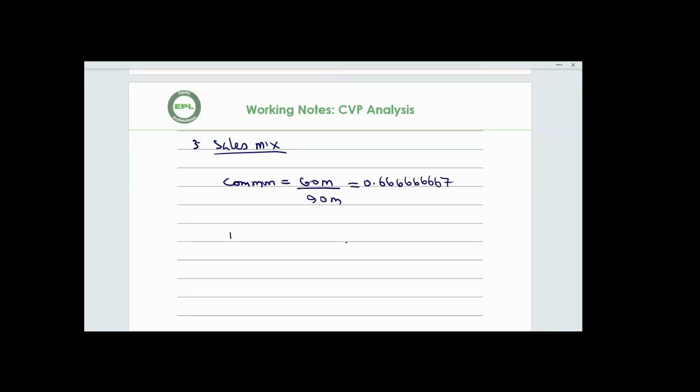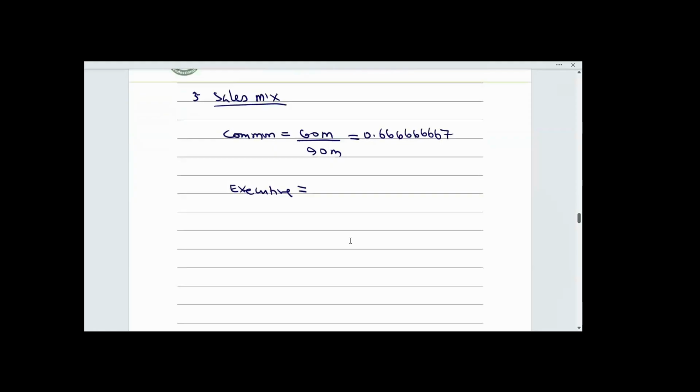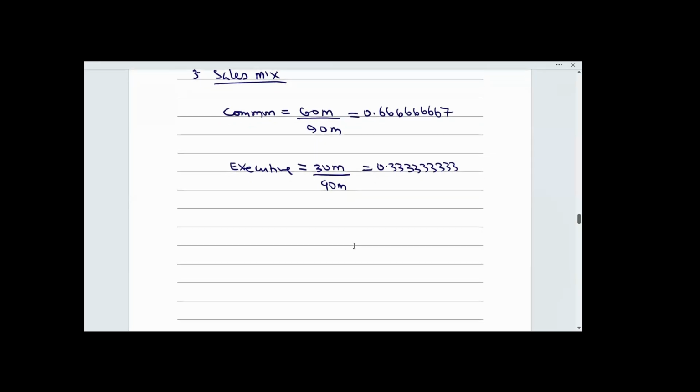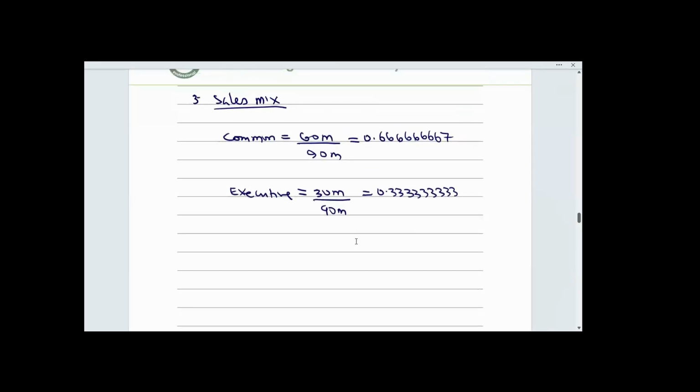Then for the executive bag, 30 million revenue divided by the total revenue of 90 million. This will give us 0.33333333. So by the time you add the two together, it must be equal to 1. Okay. Then step 4.